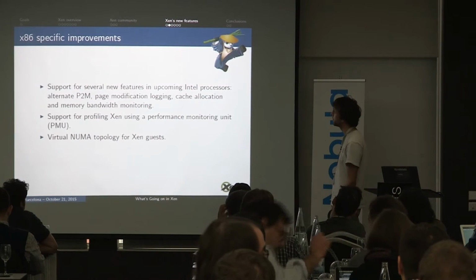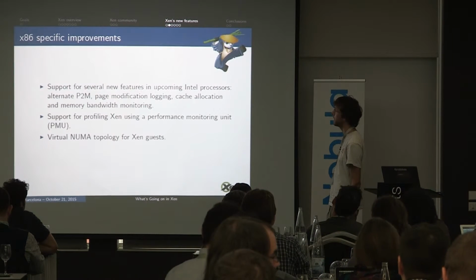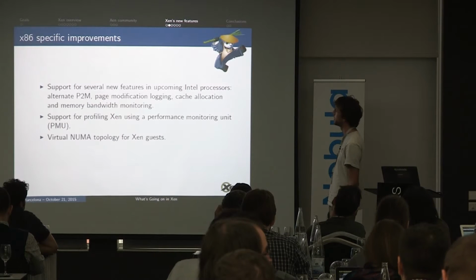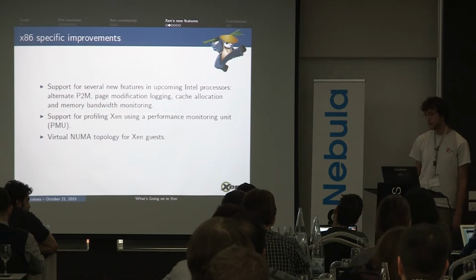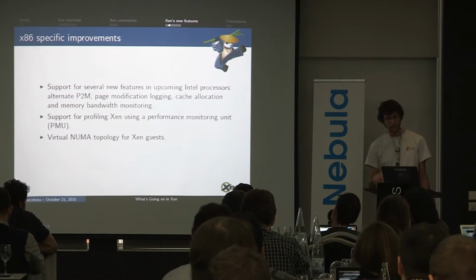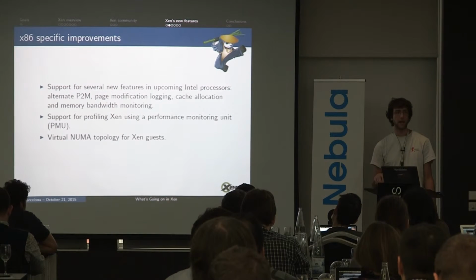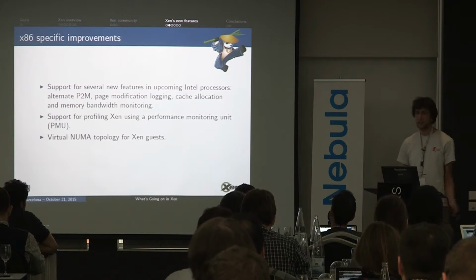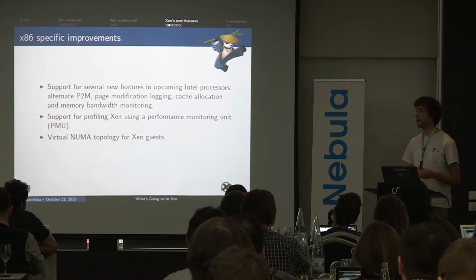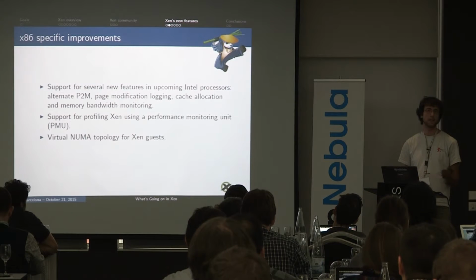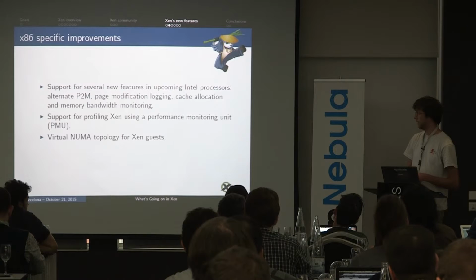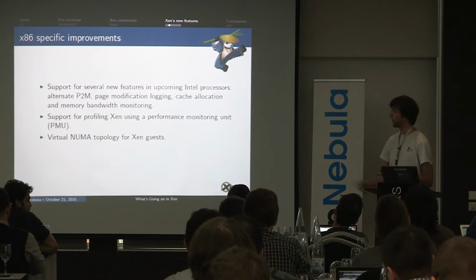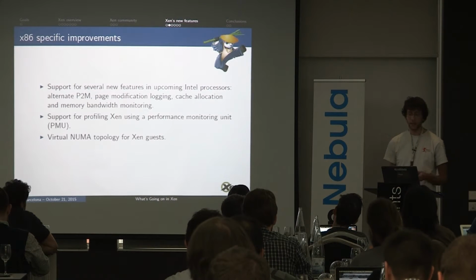We also have some improvements related to cache allocation and memory bandwidth monitoring. These are also features found in new Intel processors, which allow you to track guest memory and cache usage. This is interesting mainly for load balancing the guests inside of your host. We also added support for profiling Xen itself using performance monitoring counters. This is something also found in hardware.